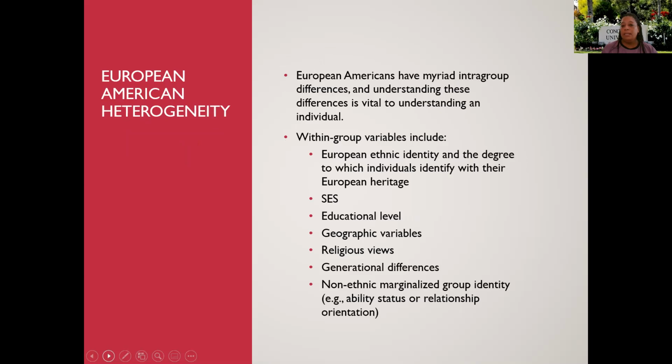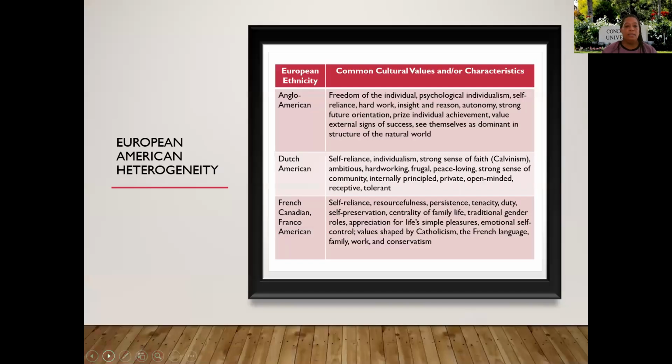The European Americans had a myriad of intragroup differences, and an understanding that these differences were vital to understanding an individual. Within the group variables, it included European ethnic identity and the degree to which individuals identified with their European heritage, socioeconomic status, educational levels, geographic variables, religious views, generational differences, and non-ethnic marginal group identity, such as ability status or relationship orientation.